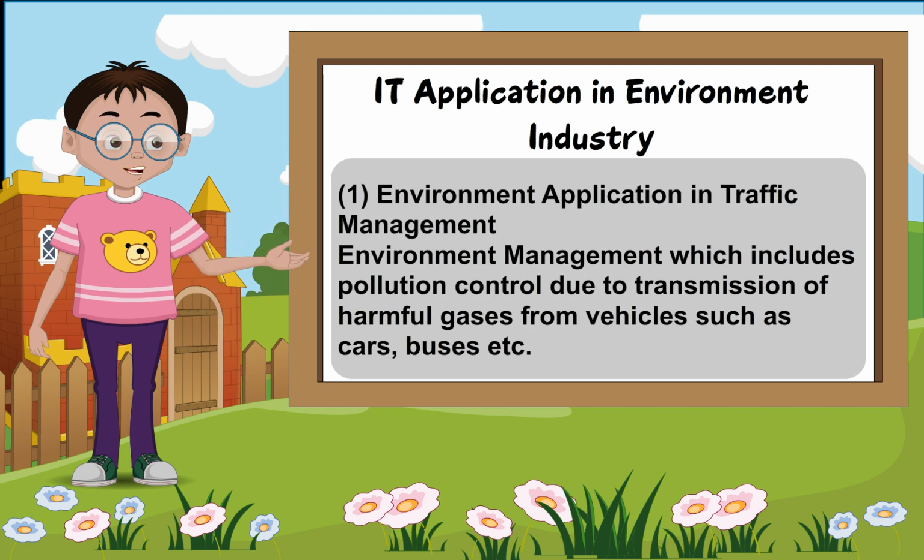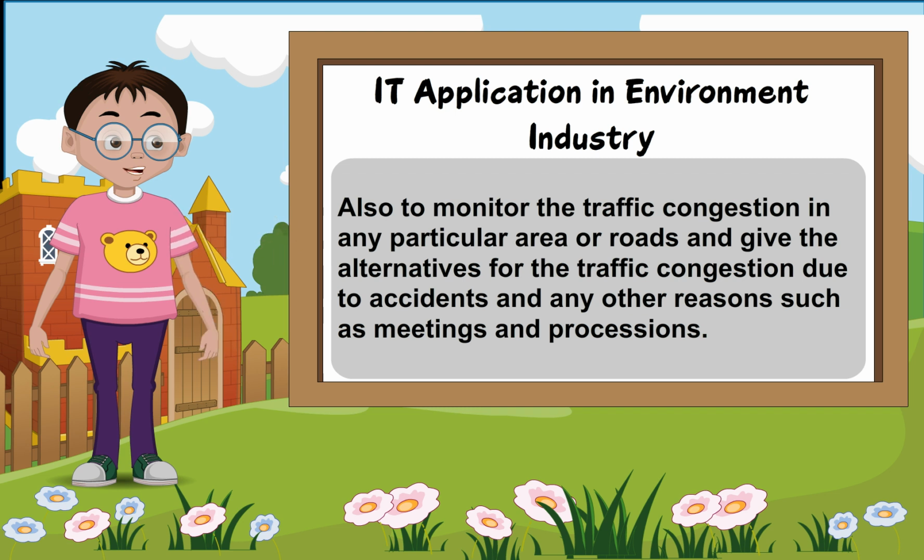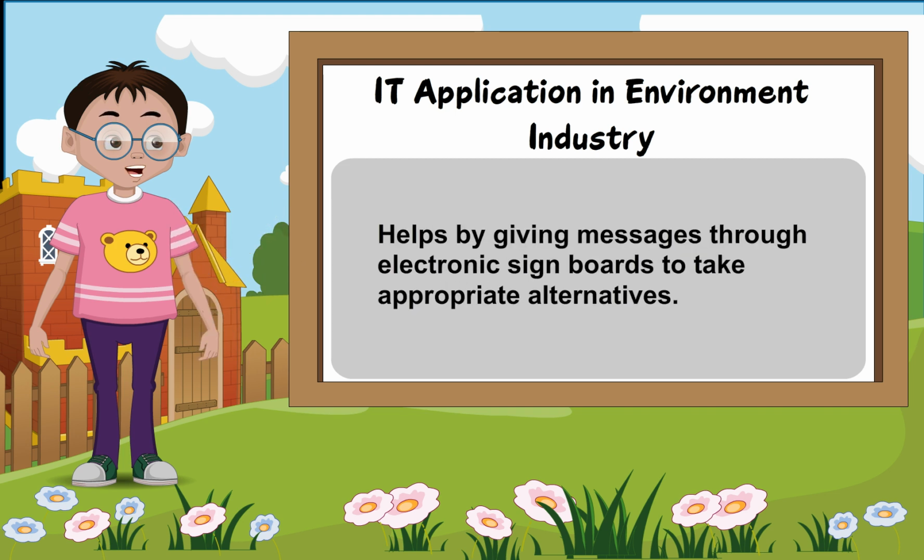1. Environment application in traffic management. Environment management, which includes pollution control due to emission of harmful gases from vehicles such as cars, buses, etc. Also to monitor the traffic congestion in any particular area or road and give an alternative for the traffic congestion due to accidents and any other reasons such as meetings and processions. It helps by giving messages through electronic signboards to take appropriate alternatives.